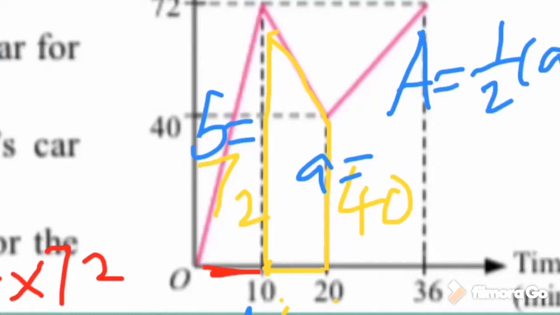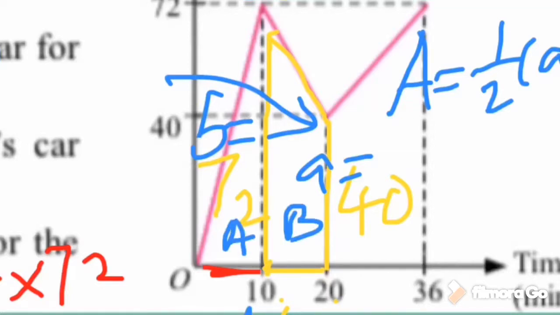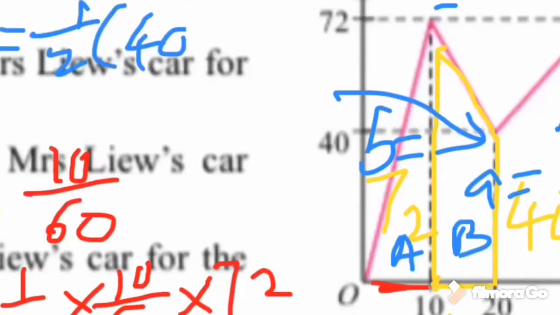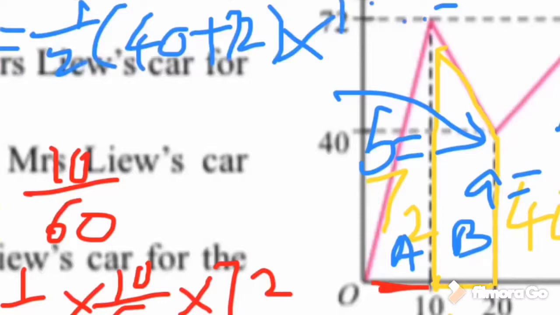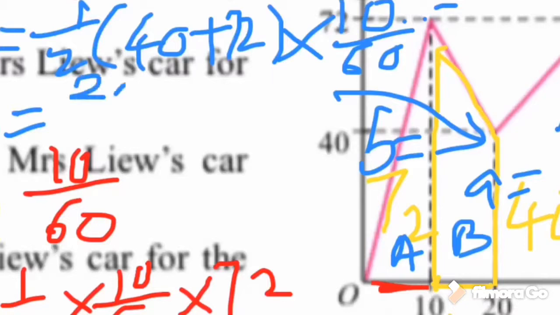So your area for this part, I can write here, is for part B. So part B is equal to 1 over 2 times (40 plus 72) times what? Times 10 over 60. Okay, so you press the calculator, what do you get? 40 plus 72 times 10 over 60 times half. It gives a fraction, I don't want the expression. So you get 28 over 3.